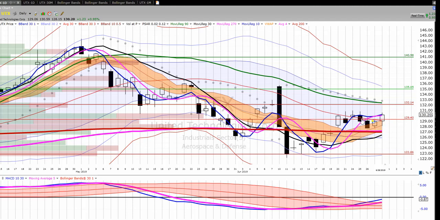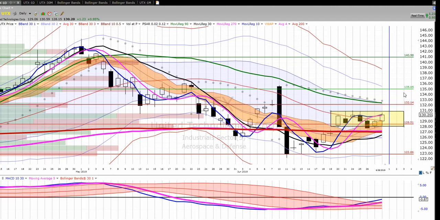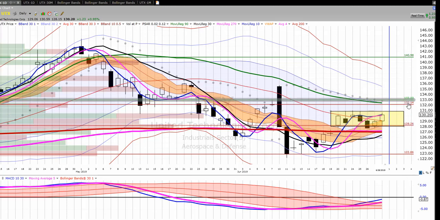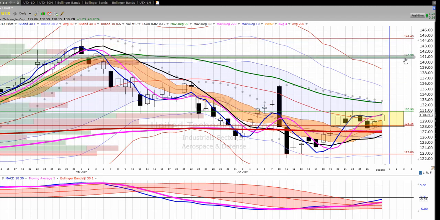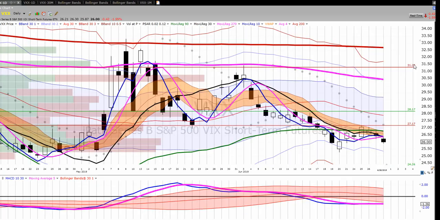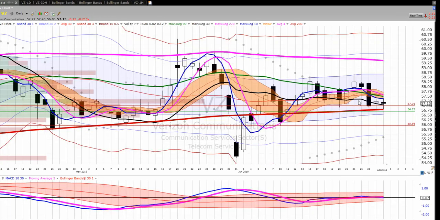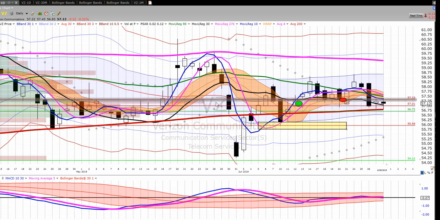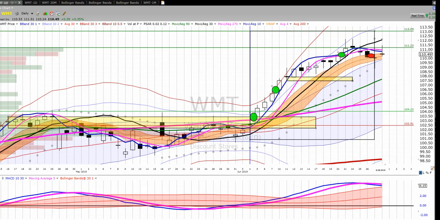UTX. Short, long. Add a position if it clears, I think right about there. Verizon has been difficult to trade, very choppy, nothing to recommend it. Walmart, brilliant, 3 long, perfect. I will go long here and short there.